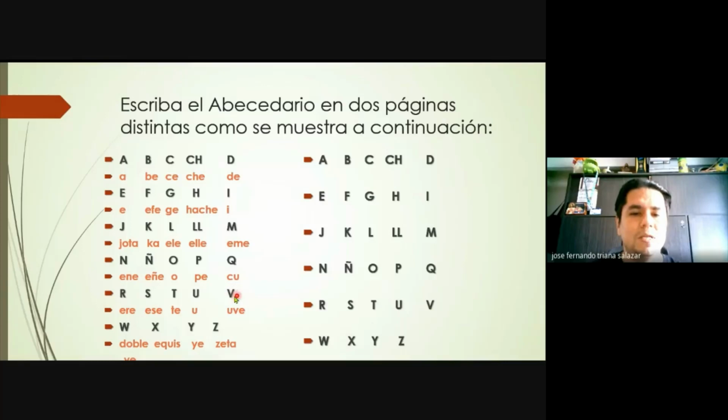Okay, and it says V because it sounds like a B, but at the same time it has the form of a U. That's why you say V, but that's the name, V. And this one, how do you pronounce this one? Doble, twice, okay, or double is more familiar for you. Double V, W.